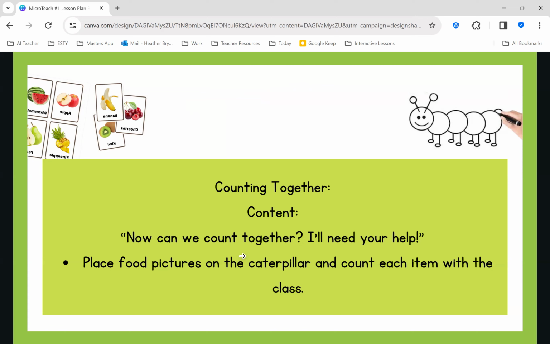with the class. For example, here's the next item, 2 pairs. 1, 2, 2 pairs. This collaborative instruction reinforces the skill and ensures everyone participates. The shared instruction phase is crucial for guiding students through the process with support.